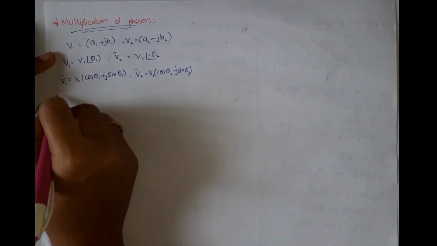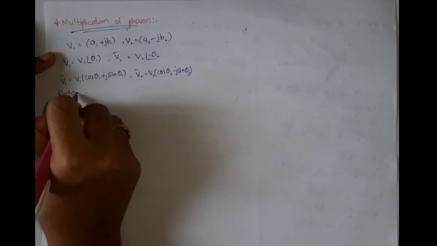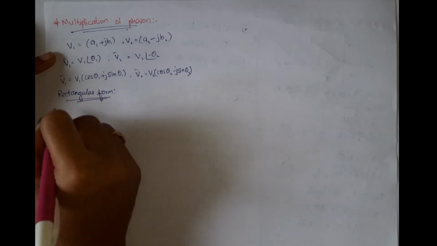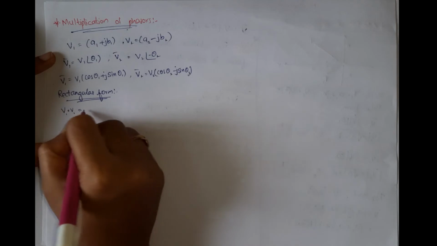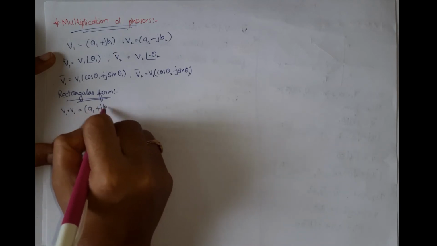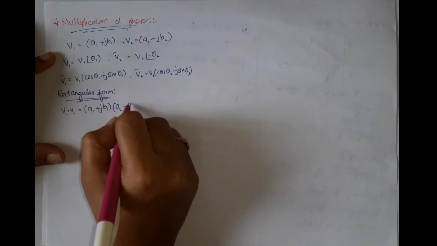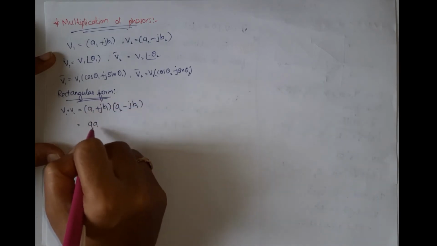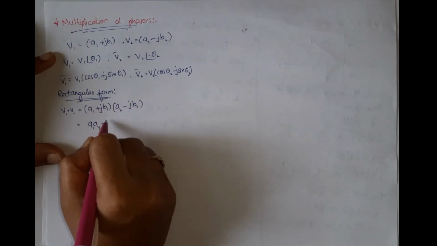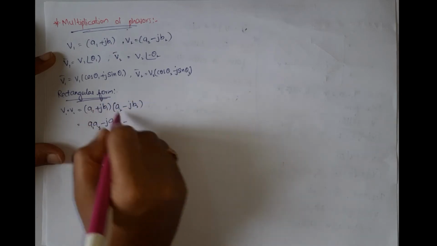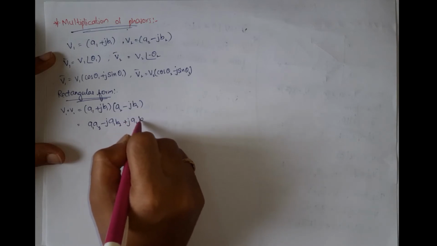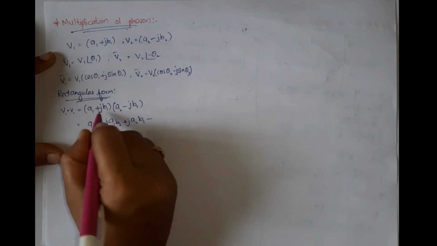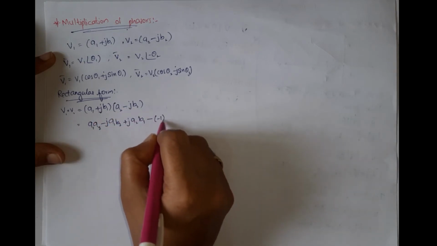Fine. So now first in rectangular form I am going to multiply. In rectangular form, V1 into V2 is equal to A1 plus jB1 into A2 minus jB2, which gives you A1 into A2 minus jA1B2 plus jA2B1. Minus into plus is minus, but again j into j is minus 1.